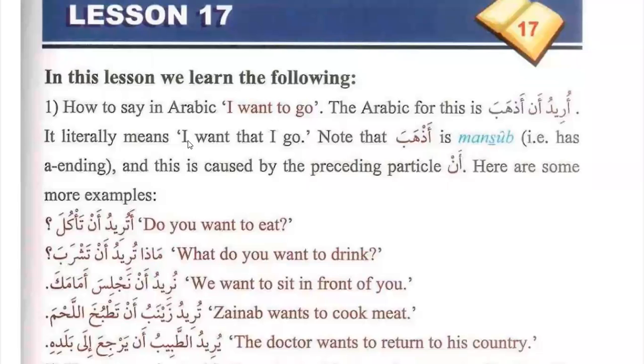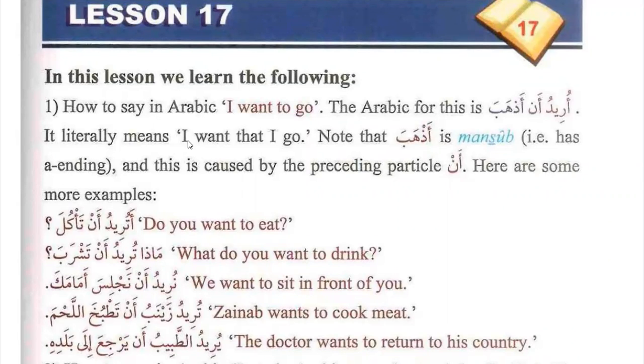Aturidu an ta'kula? Do you want to eat? Madha turidu an tashraba? What do you want to drink? Nuridu an najlisa amamaka. We want to sit in front of you. Turidu Zainabu an tatbukha al-lahma. Zainab wants to cook meat.